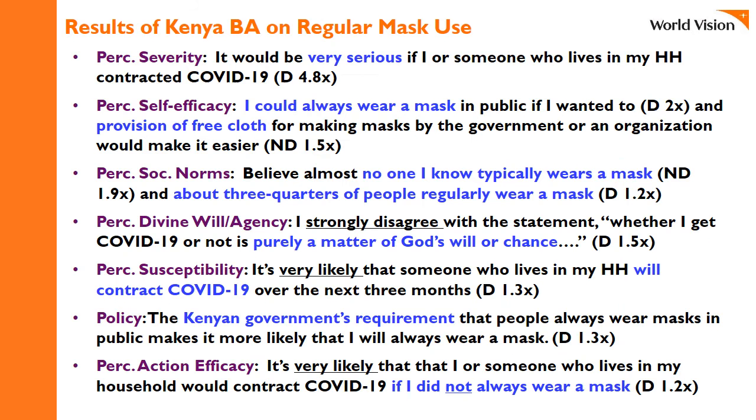We also did one study on regular mask use in Kenya, and we found a whole host of determinants that appear to be driving that behavior. The ones that were most highly associated with mask wearing were perceived severity of COVID-19, perceived self-efficacy, perceived social norms, and perceived divine will and personal agency. Once again, I think we need to do activities and use messages that address a lot of these determinants and use different channels, including faith leaders, if we expect to scale mask usage.